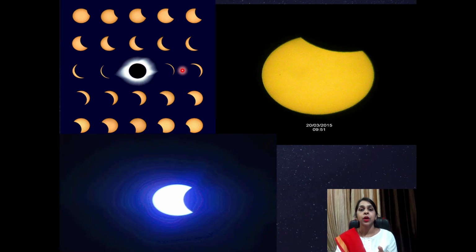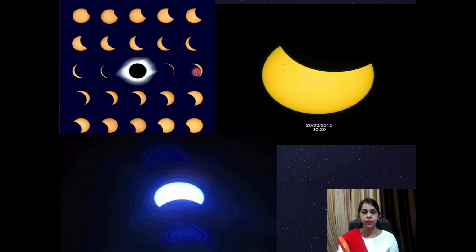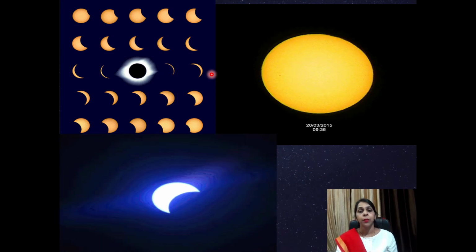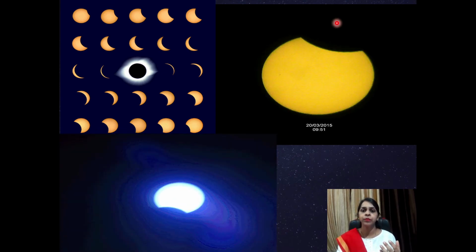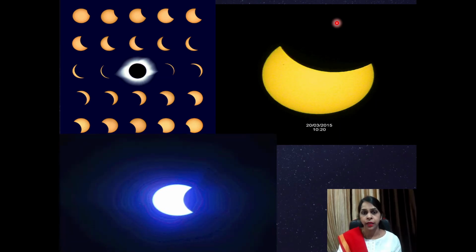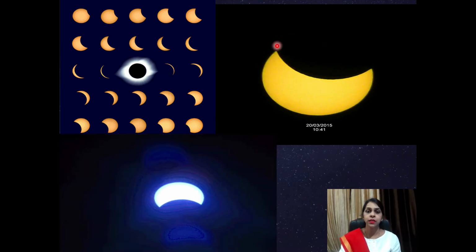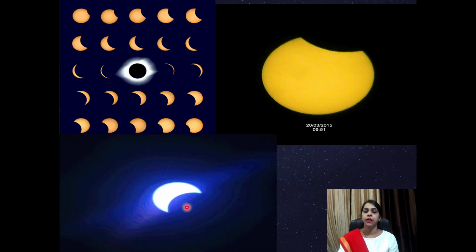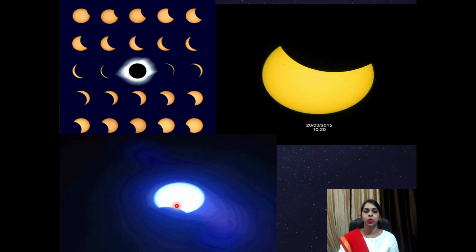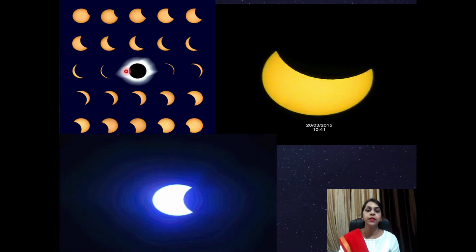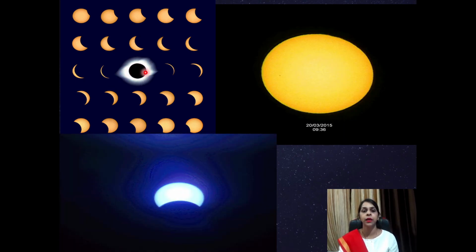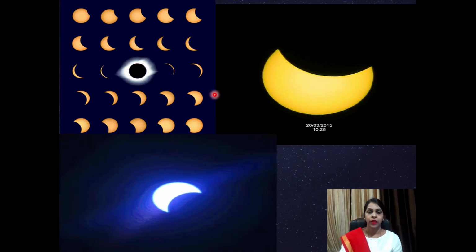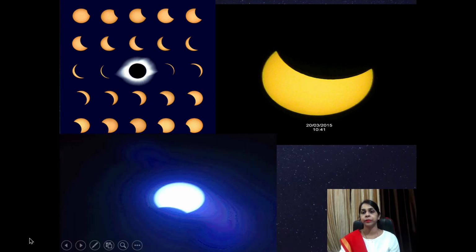In the place with the partial solar eclipse, it looks like the sun is still lit up, but there is some darkness. You can see here the crescent, with some part dark. It's a partial solar eclipse, and the full darkness is here. This is the total solar eclipse. I hope you understand.